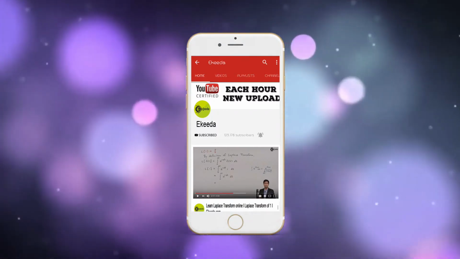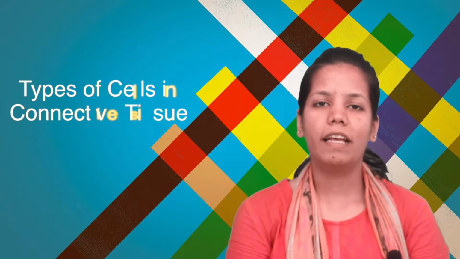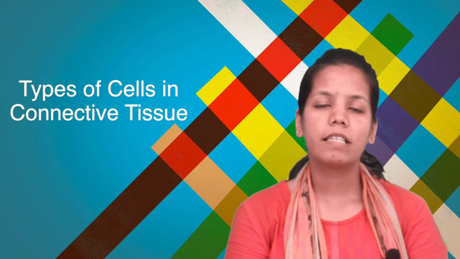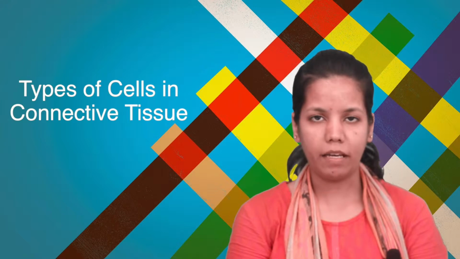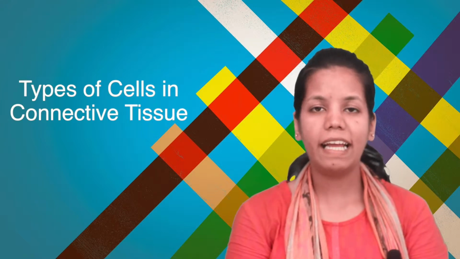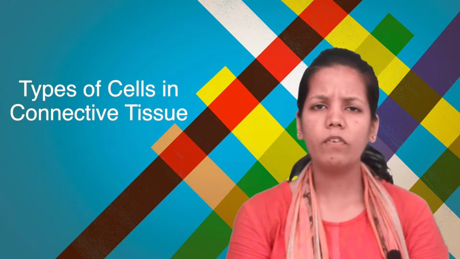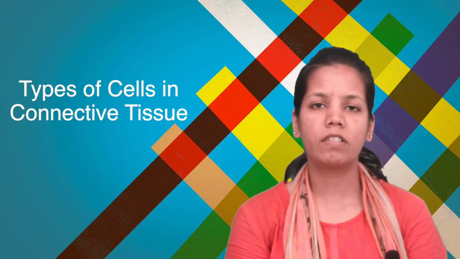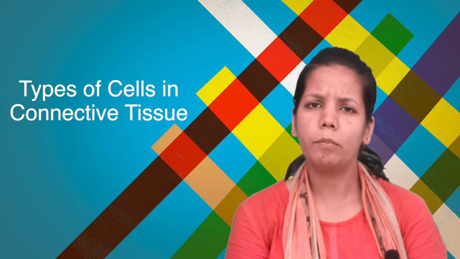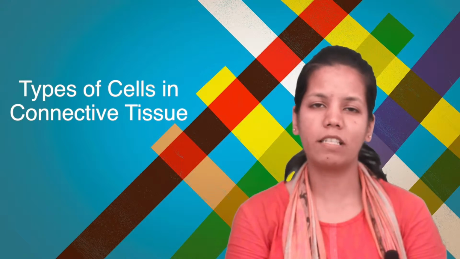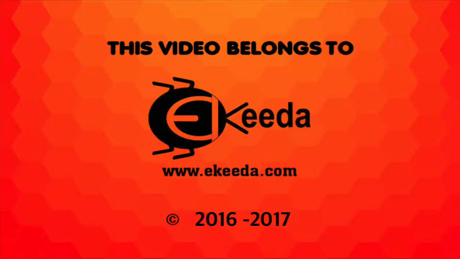Hello students, today we are studying the chapter Study of Animal Tissue. In that we are studying the topic Types of Cells in Connective Tissue. Do we all know that there are 4 different kinds of cells found in connective tissue? Let's study their structure and function a little more today.